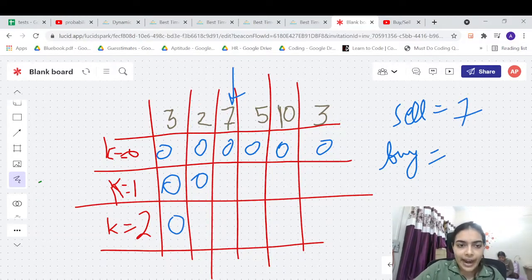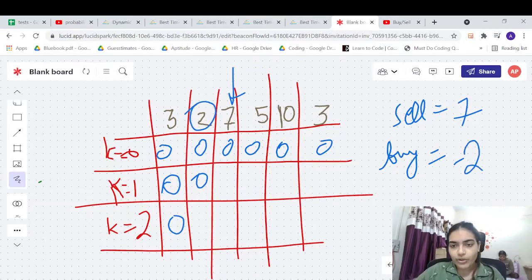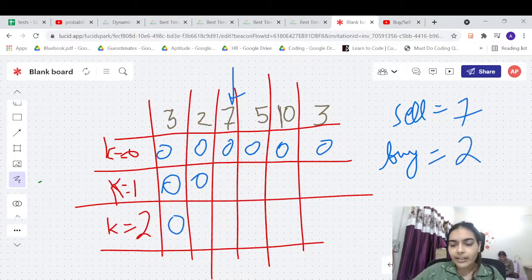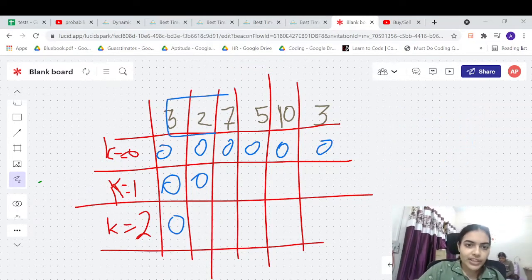If you buy at 3, what will be the buying price? It will be minus 3. If you buy at 2, you will have to spend 2 rupees, so it will be 2. It's better to buy at 2 than at 3, because 2 is smaller than 3. So you will buy on the day when it is 2. 7 minus 2 is equal to 5, so you will make a profit of 5. When you have 3 days, the best that you can do is buy at 2, sell at 7. So the profit will be 5.